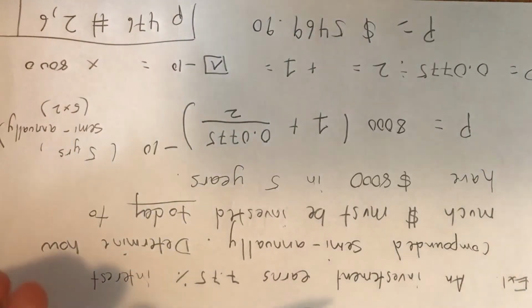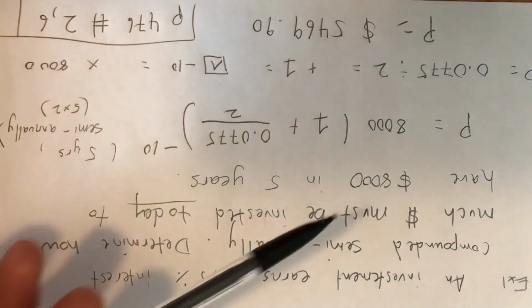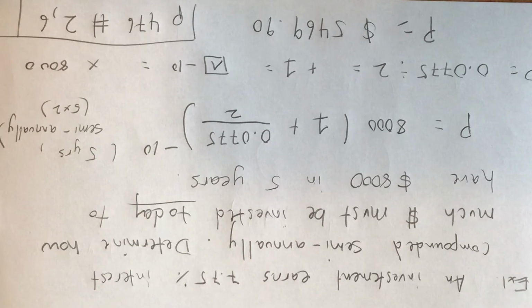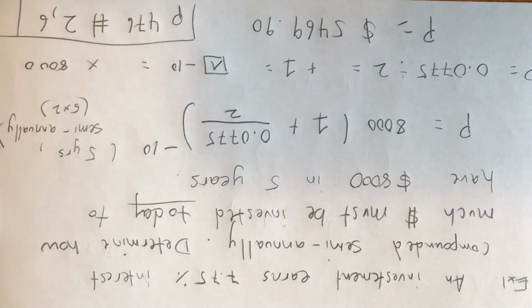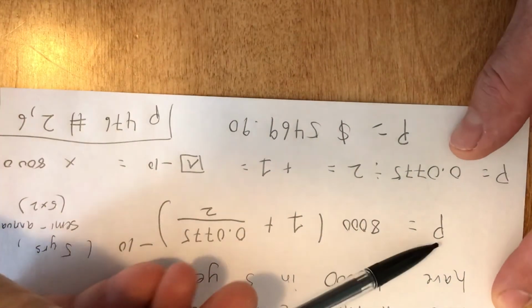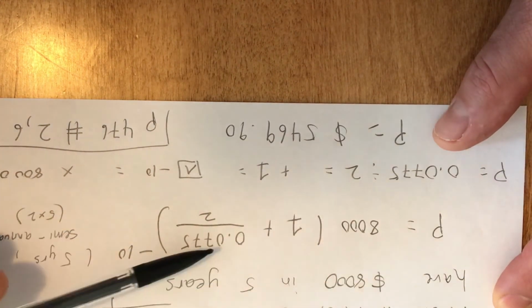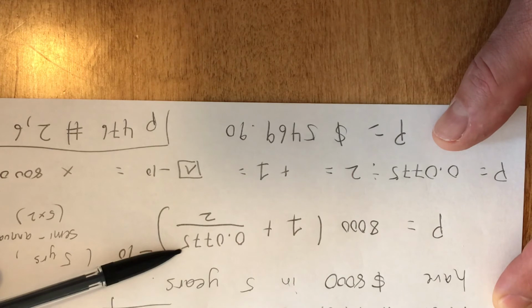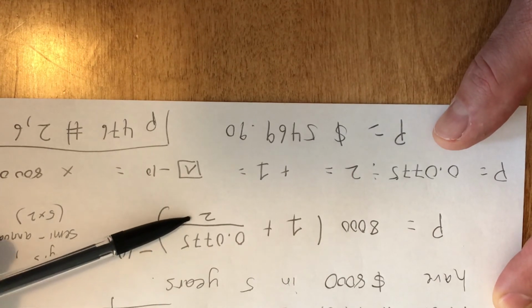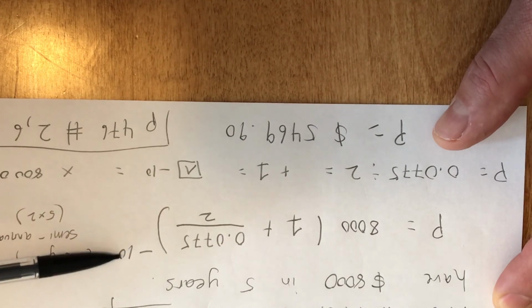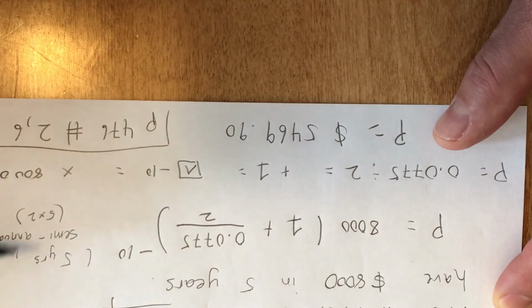It's compounded semi-annually, twice a year. Determine how much money must be invested today to have $8,000 in 5 years. If that's your goal, $8,000 in 5 years, you need to know how much to put in today. It's a lot less than 8,000. Let's see how it works. To get the present value, you put in the 8,000, which is your goal, times 1 plus 7.75 as a decimal, semi-annually is twice a year, and if I do it twice a year for 5 years, 2 times 5 is 10.